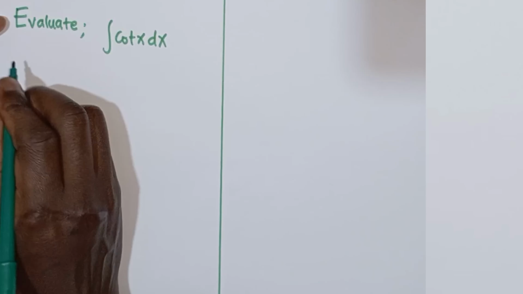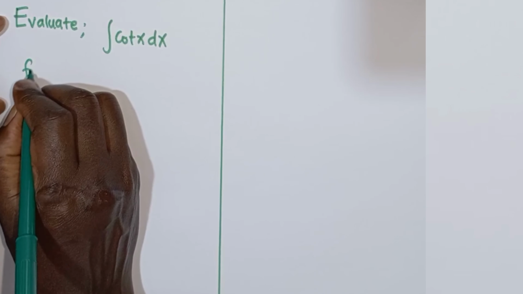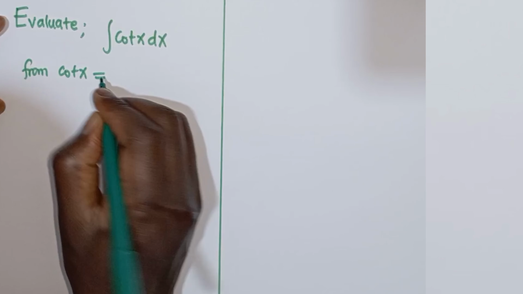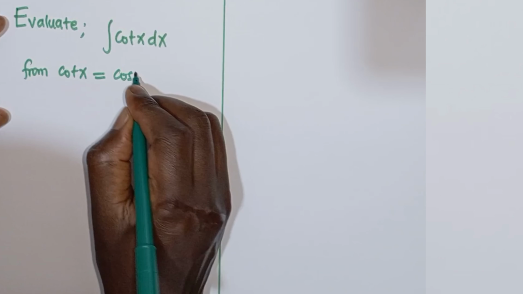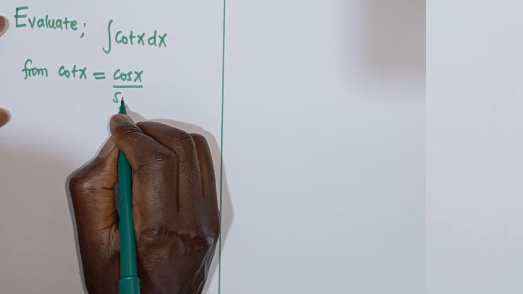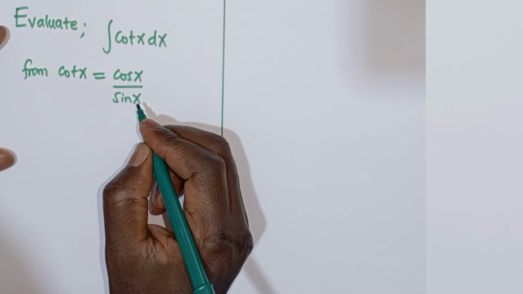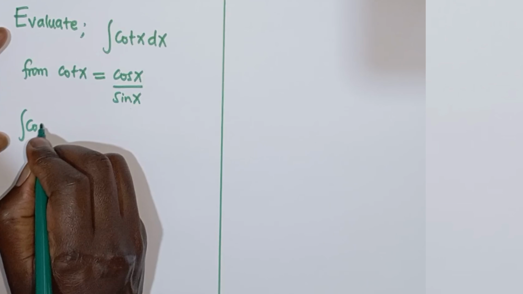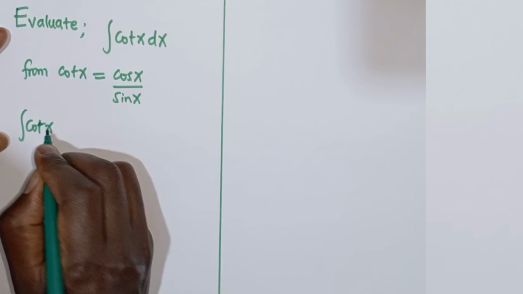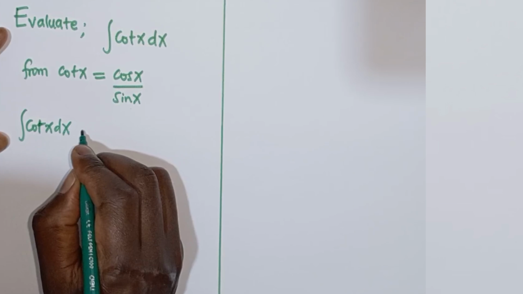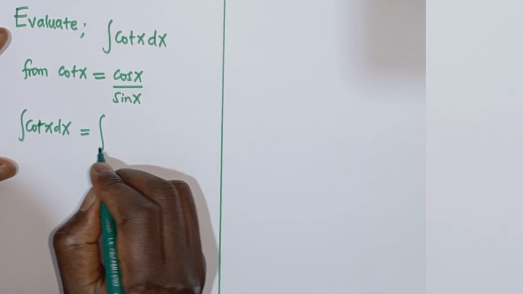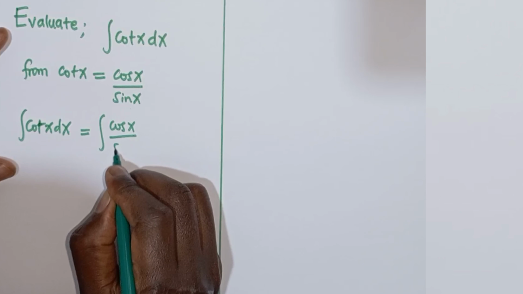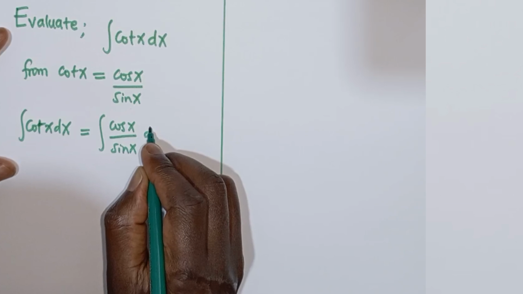To integrate cot x dx, we say cot x can also be written as cos x out of sine x. So therefore, when you substitute it back, we say the integral of cot x dx is equal to the integral of cos x out of sine x dx.